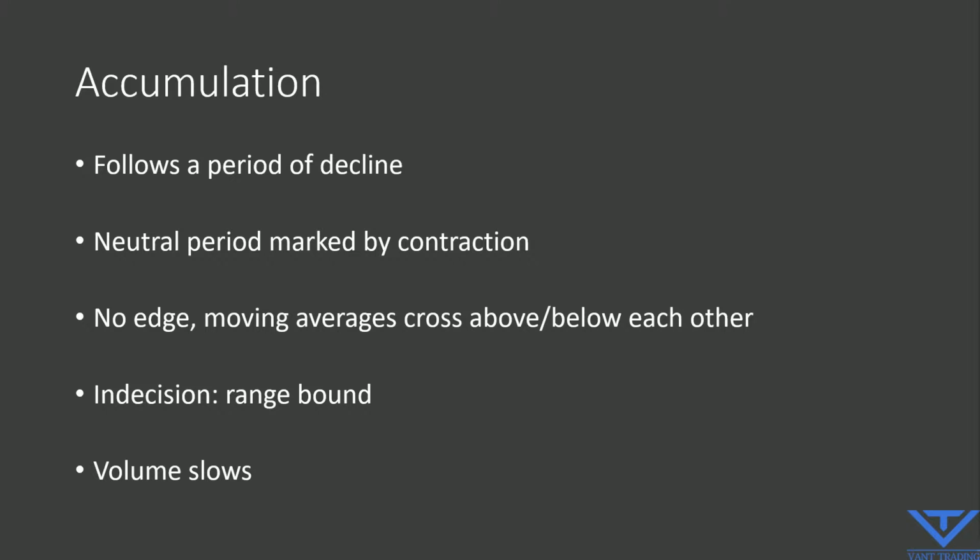They're not really driving it higher. They're not driving it lower. The moving averages are all crossing around each other and snaking around each other. It's indecision. It's range bound. Volume slowed. The market isn't paying attention to that stock.